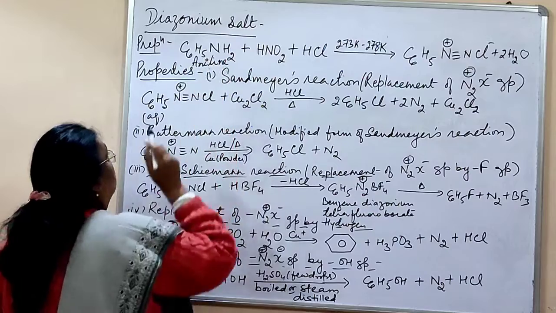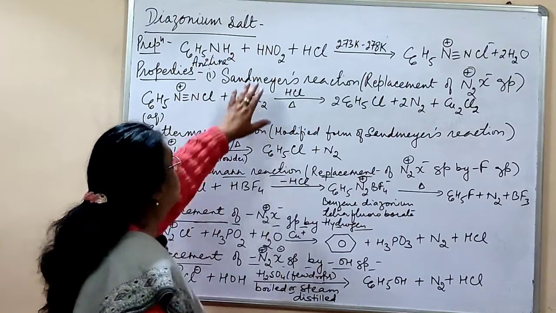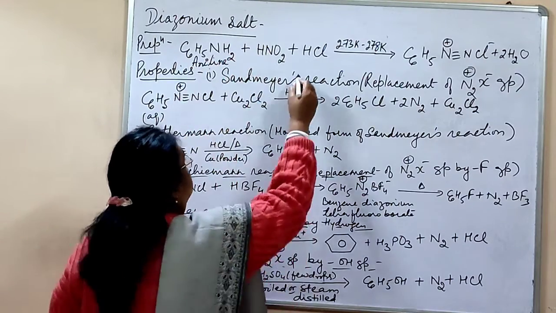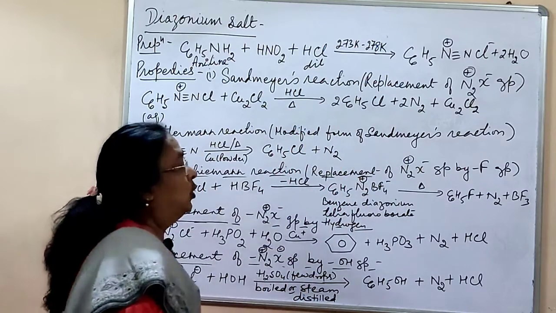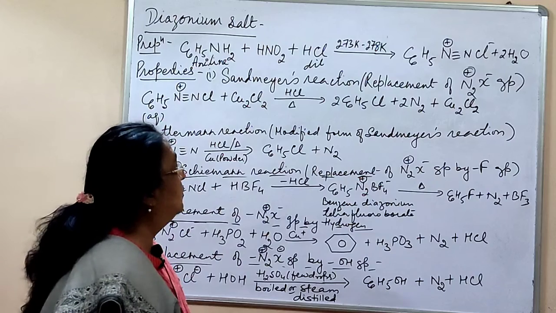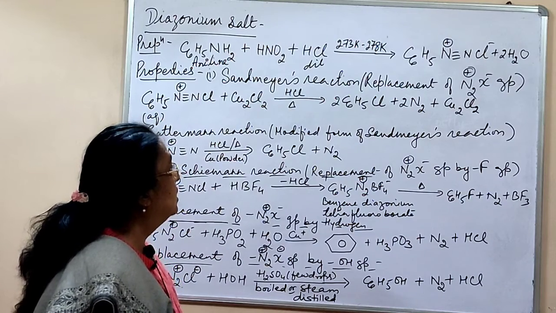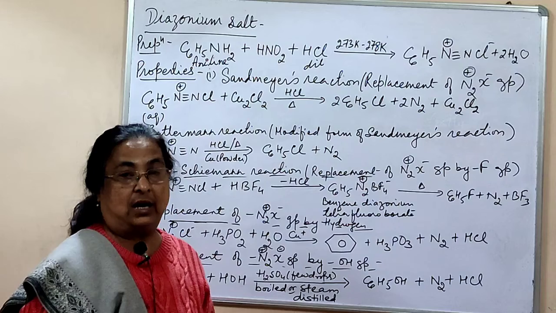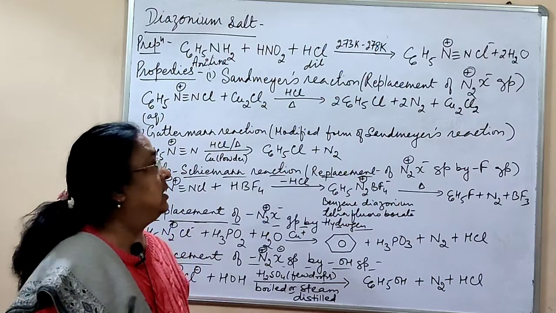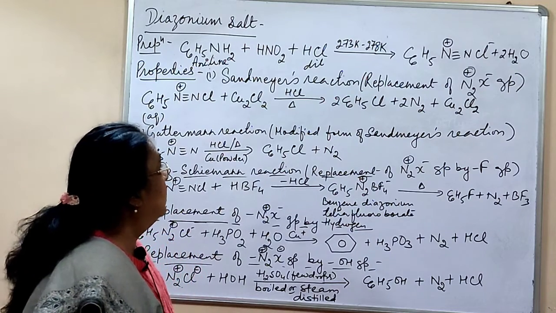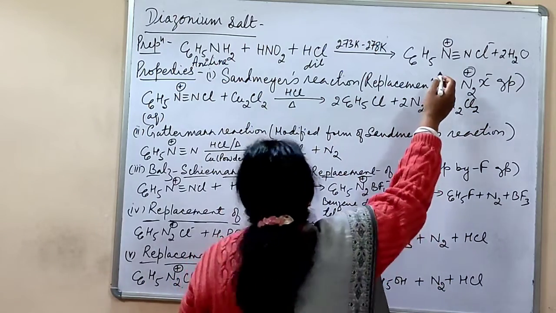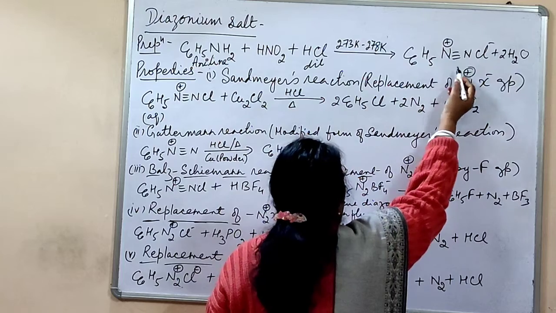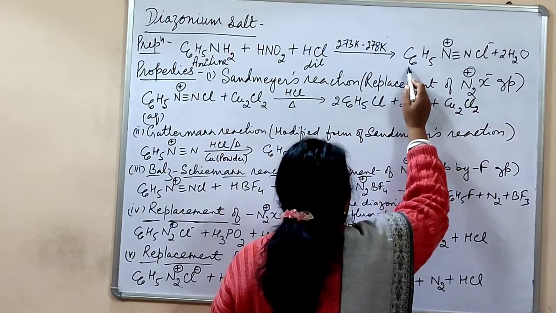Aniline, an aromatic amine, combines with nitrous acid in the presence of dilute HCl when the temperature is very low, 273 Kelvin, that means 0 degrees Celsius, to 278 Kelvin, that is 5 degrees Celsius. And when it is made to react, we get this salt, and this salt is called benzene diazonium chloride.